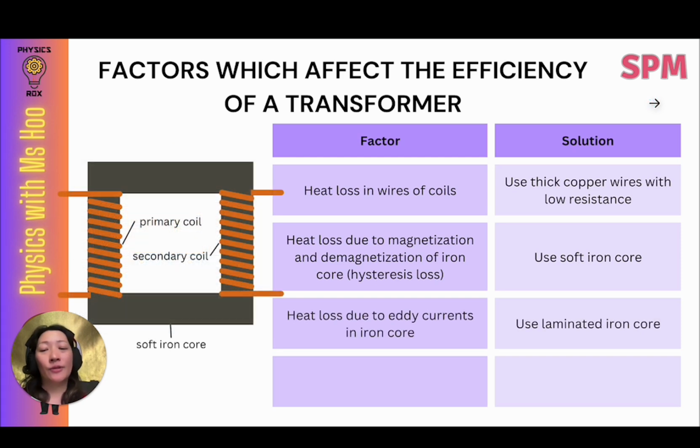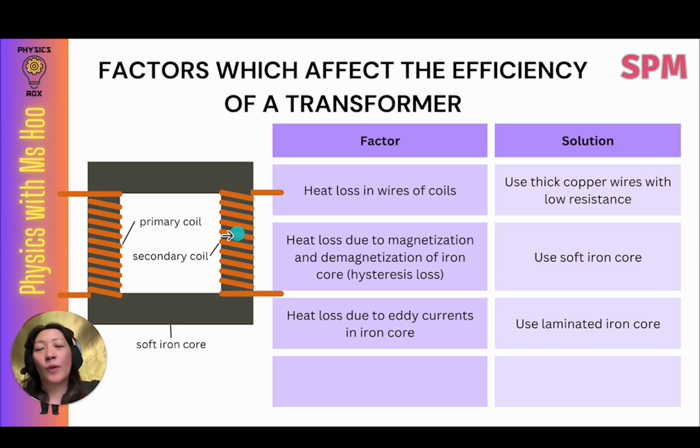Another factor you need to know is the heat loss due to eddy currents in the iron core. Now, what are eddy currents? This is actually a whole topic on its own, so I'll just simplify as much as I can over here. If you'd like to know more about eddy currents, I will be creating a separate video that will briefly explain about eddy currents. For now, let me just explain briefly so that you can understand what's happening in the transformer. When we talk about electromagnetic induction, we know that it's because magnetic fields are cutting across the coil to induce electric current.